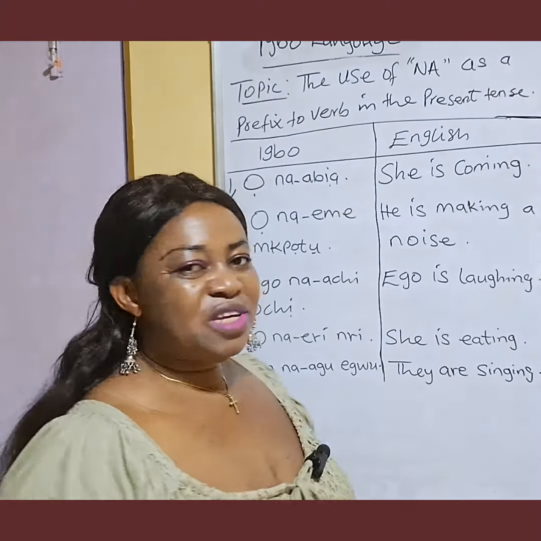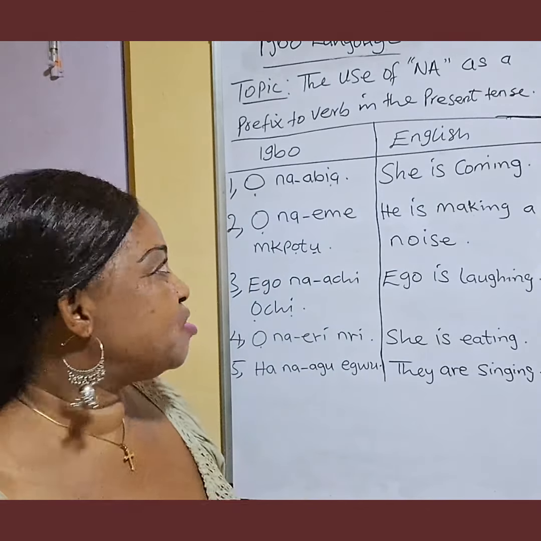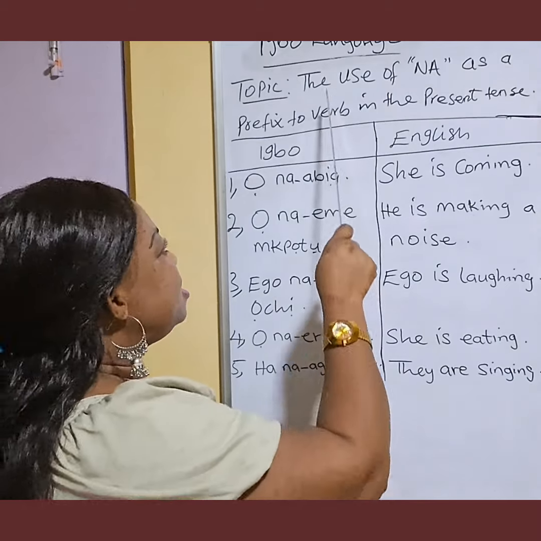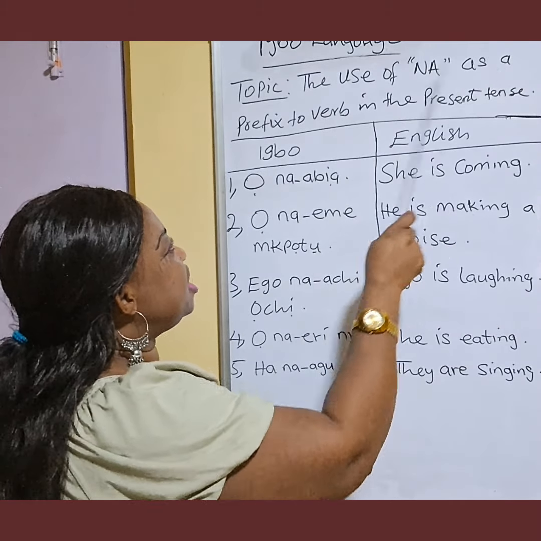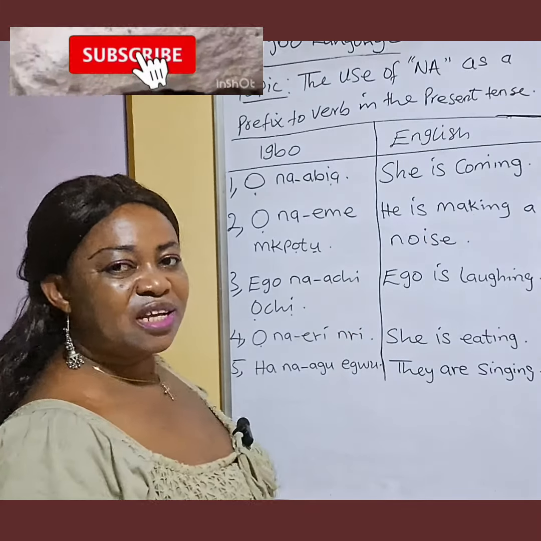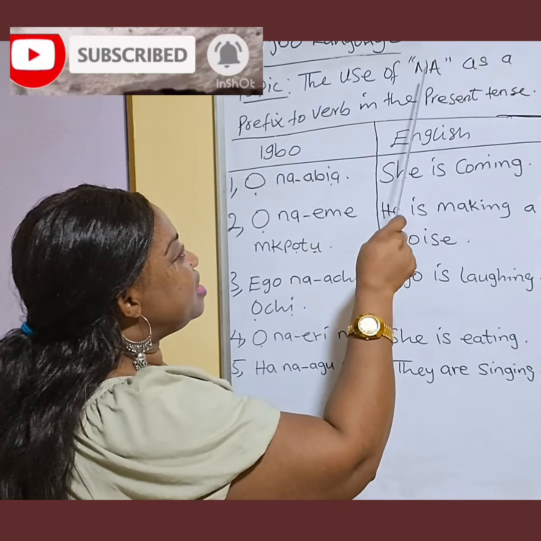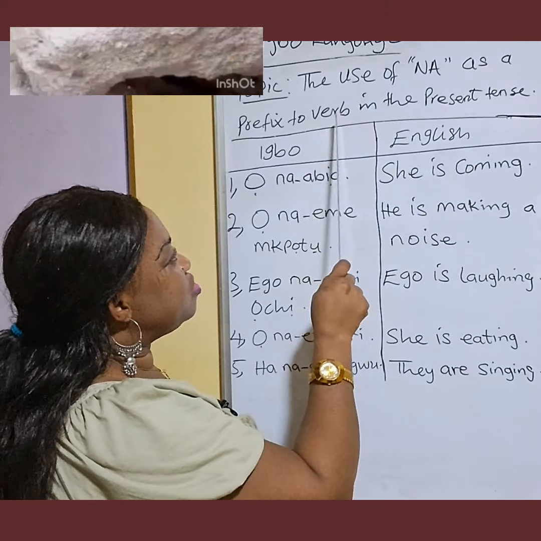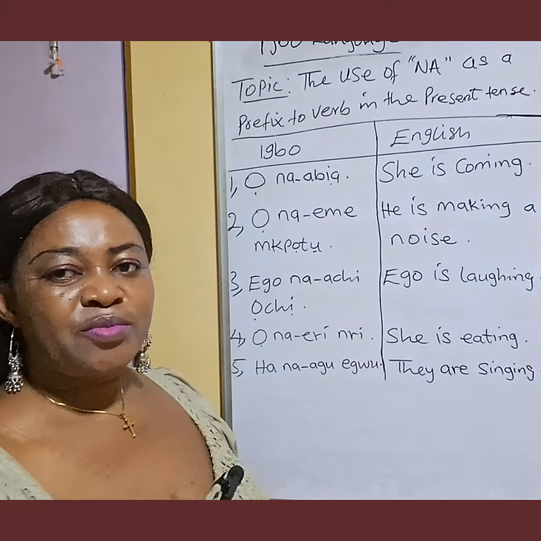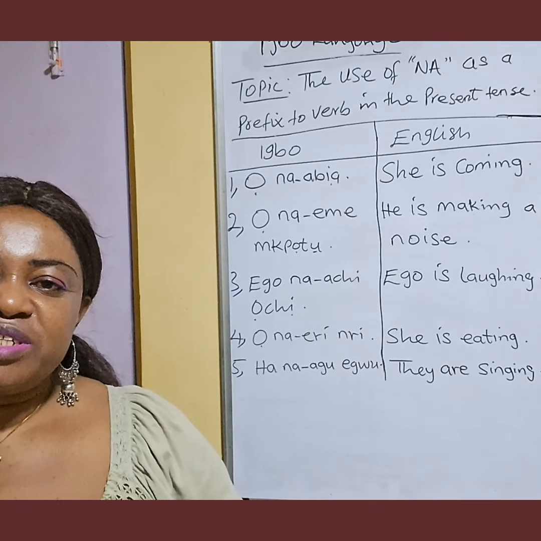Okay. We have Igbo language. Our topic says the use of na as a prefix to verb in present tense. Class, repeat after me: the use of na as a prefix to verb in present tense. This is na, ne, ana. The use of na as a prefix to verb in present tense.